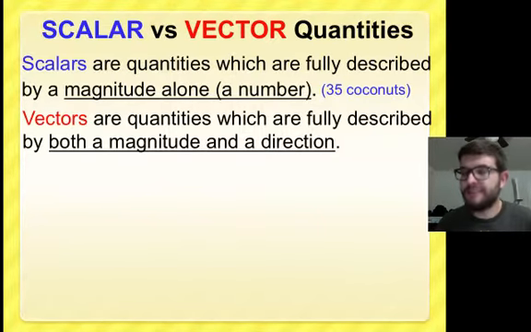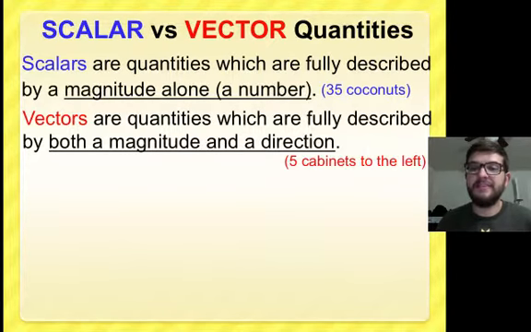35 coconuts has no direction. But if I tell you that those coconuts are located 5 cabinets to the left, then you have a magnitude, which is 5 cabinets, and then a direction, to the left.